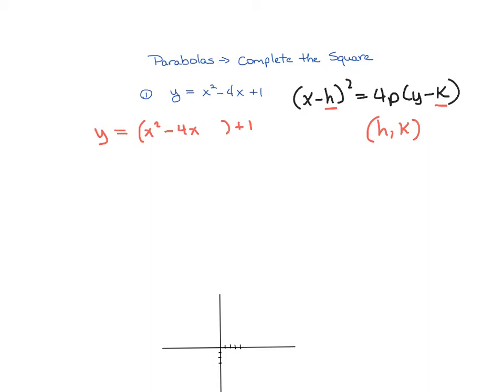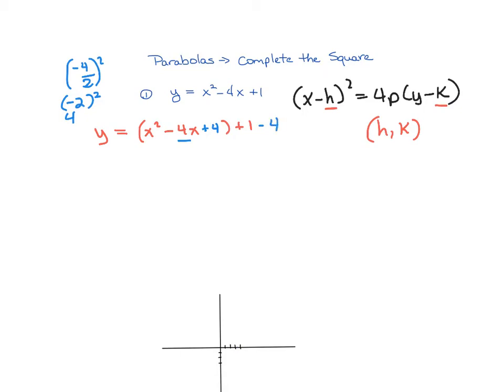So now I'm going to take this b term and divide it by 2. So negative 4 divided by 2, and I'm going to square it. So I end up with negative 2 squared, and I get 4. Technically, if I was doing it the other way, I would be adding 4 to both sides. But what I'm going to do is add 4 here. But because this 1 should have been moved over to the y, instead of adding 4 to the 1, I'm going to subtract it.